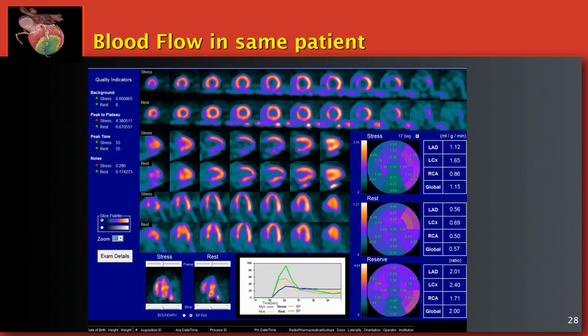When you look at the blood flow in the same patient, the blood flow globally is at a 2, which is great, but the RCA is at 1.7, and none of the resting is high. The time activity curve looks good, but the stress is low on the RCA. And so that's what's causing that one to be lower than what it should be.